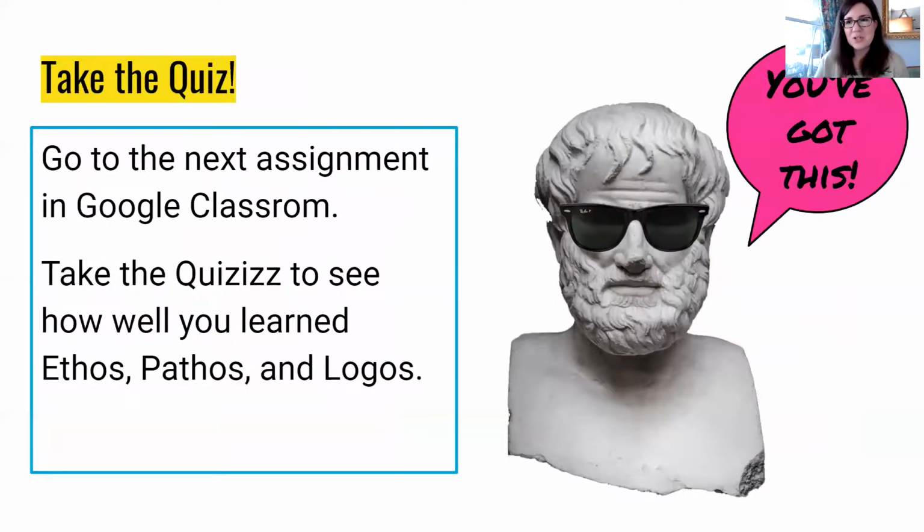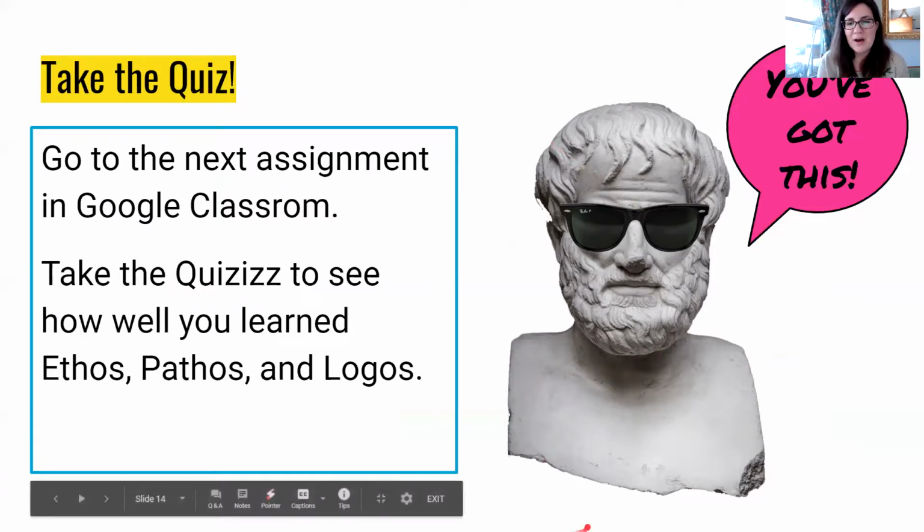So now it's your turn. Go to the next assignment in Google Classroom. It's at Quizzes. And take that quiz. See how well you've learned ethos, pathos, and logos. And here's our friend Aristotle giving you some good encouragement. You've got this. You can do this. So go on to the next assignment. See how you do. Now you can only take it once. So if you need to review before you take the quiz, go ahead and do it.